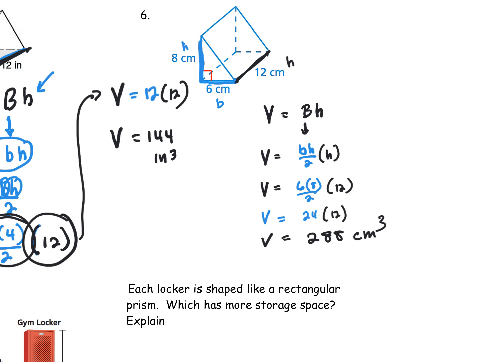Okay, so I know that this is a little bit confusing because we have two heights. The first height is the height of the triangle, and the second height, also we could call the length, is the length of the whole prism. So let's move forward, please.